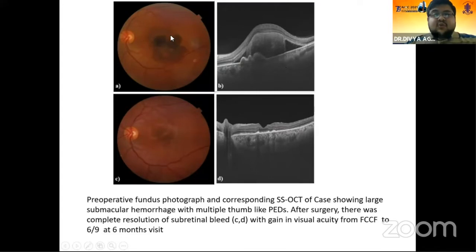So this is one case showing large submacular hemorrhage involving till the vascular arcades, and post-operatively you can see there is complete resolution of bleed. But the choroid is still thickened because it's a pachychoroid syndrome, and there is a good gain of visual acuity from finger counting to 6/9 at 6 months.